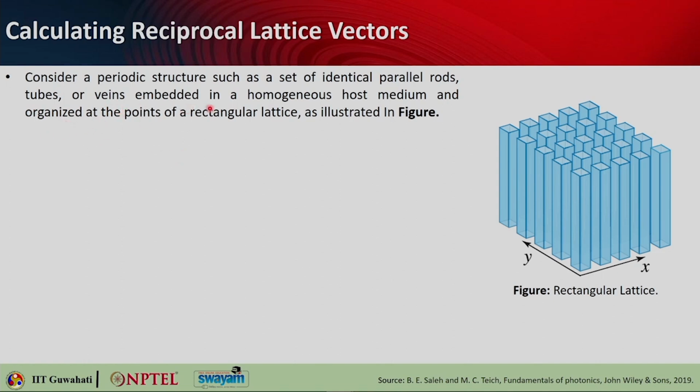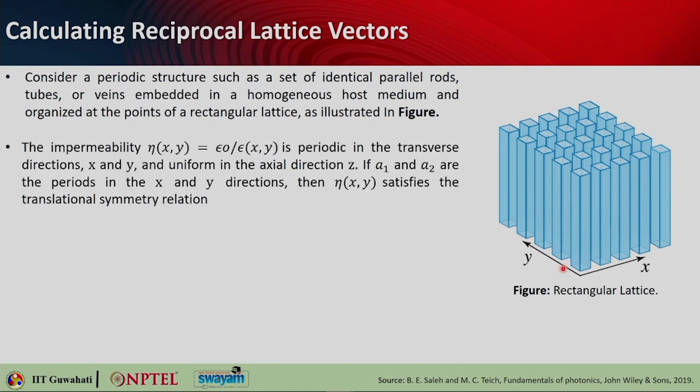You can assume these veins to be embedded in a homogeneous host medium and they are organized at the points of a rectangular lattice. So, you can think of a square or rectangular lattice. Rectangular lattice, as I mentioned before, means that one lattice vector is not equal to the other lattice vector, but you have to make sure the angle is 90 degrees.